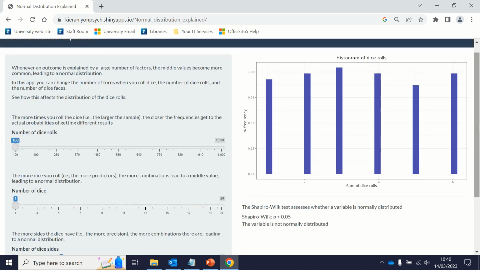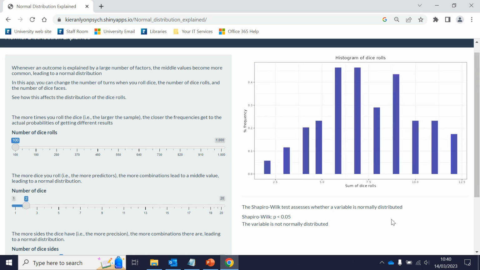Well, what we tend to see is the distribution is very flat, a very flat distribution. It's not normally distributed. This is called a uniform distribution. A uniform distribution is where every level of the variable is equally likely. You're just as likely with a single dice to get a 1 as a 2 as a 3, etc. But let's say that we change the number of dice that we roll.